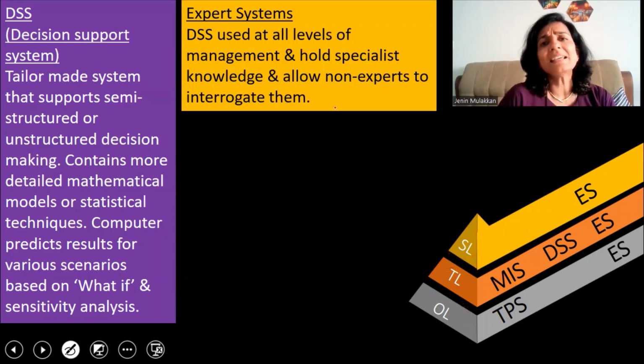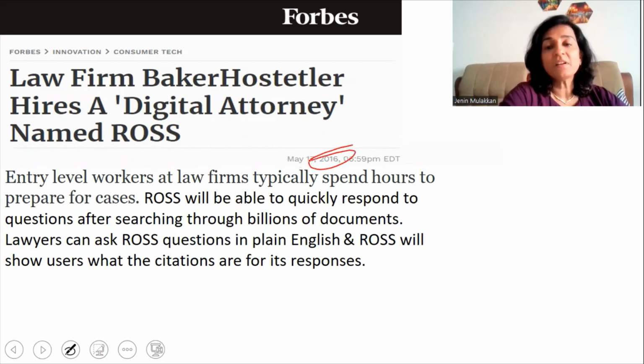So usually this takes place in the field of medicine, in the field of taxation, in the field of law. Now, I will give you a classic example of an expert system that was used in the field of law. This was a news that appeared in the year 2016.